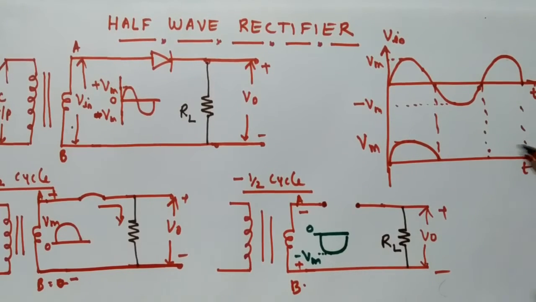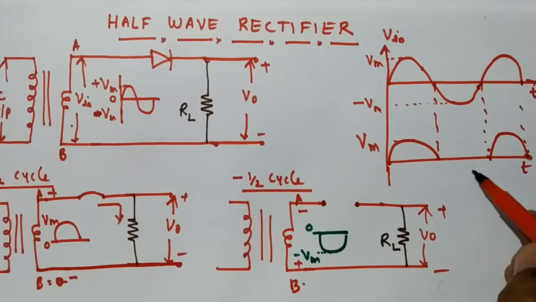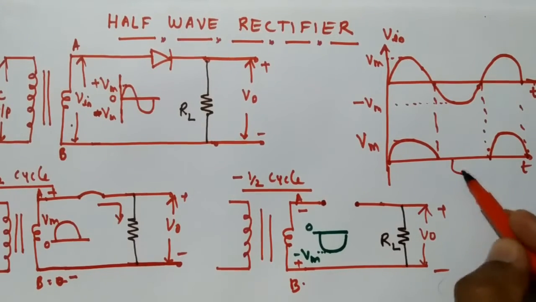And again, in the next half cycle, there is positive voltage like this. Now, this is not a DC. This is called pulsating DC.